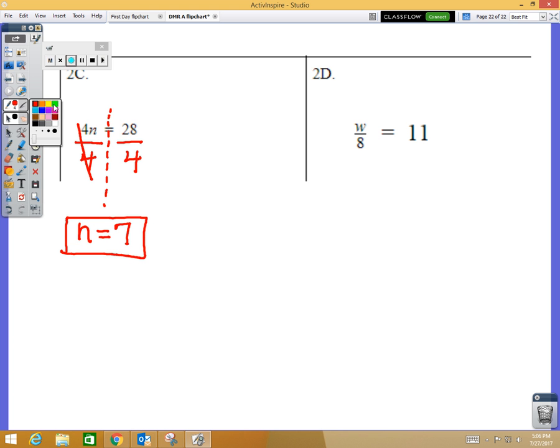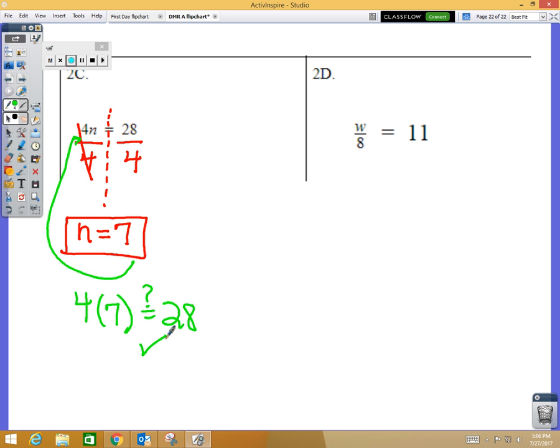Now I'm going to check that answer just like I checked on my other equations. So if I put a 7 in there for n, 4 times 7, does that equal 28? Yes, it does.